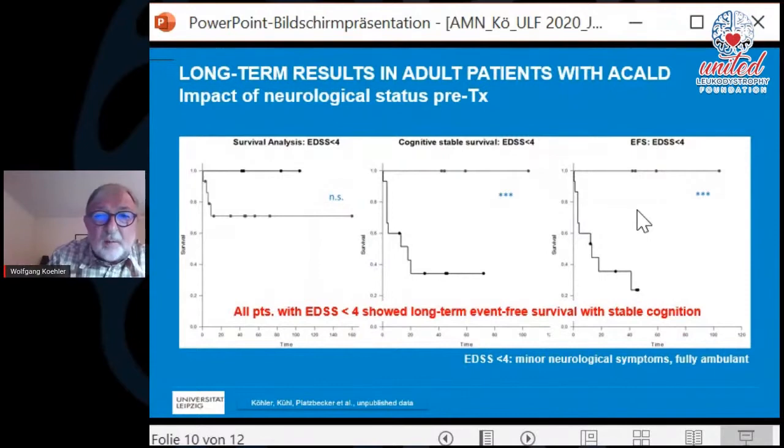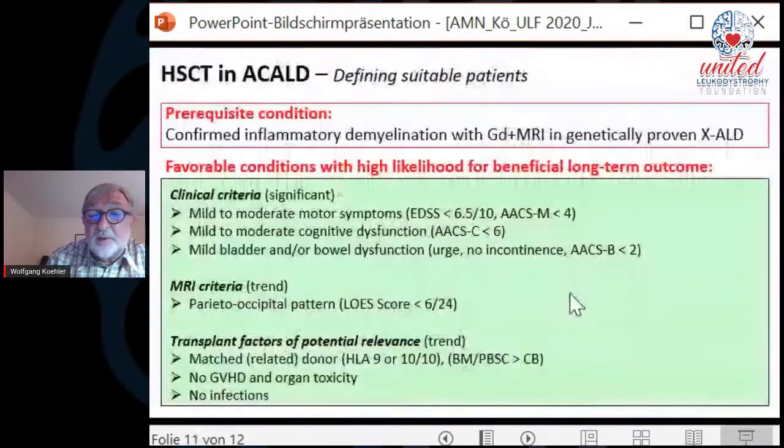Or said the other way around, it's extremely important to detect the cerebral involvement as early as possible. And this is the same situation as in the childhood disease. If we can start the treatment as early as possible, in a situation where you're still able to walk independently with minor neurological symptoms, with no cognitive deficits, but already with starting cerebral inflammation, at that point in time there may be the best situation to treat, with the best outcome versus other situations.